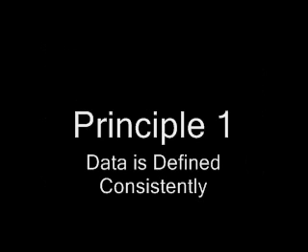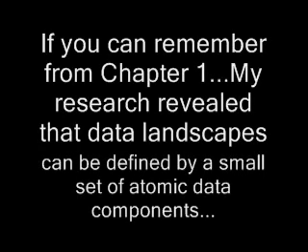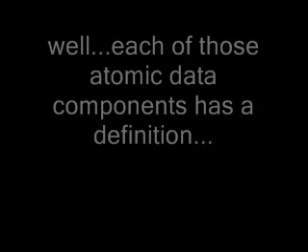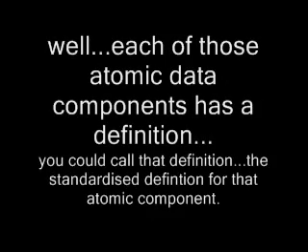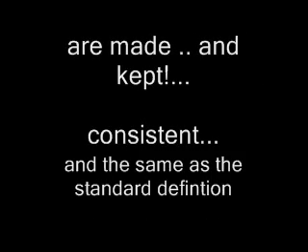Principle number 1. Data is defined consistently. If you can remember from chapter 1, my research revealed that data landscapes can be defined by a small set of atomic data components. Well, each of those atomic data components has a definition. You could call that definition the standardized definition for that atomic component. This principle has the goal of ensuring that the definition and usage of all the physical occurrences of that atomic data component are made and kept consistent and the same as the standard definition.